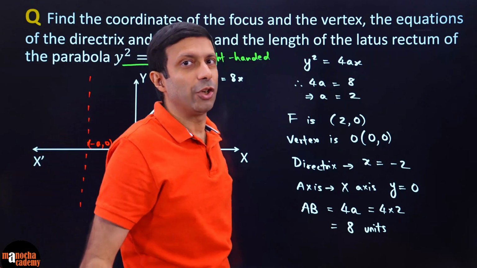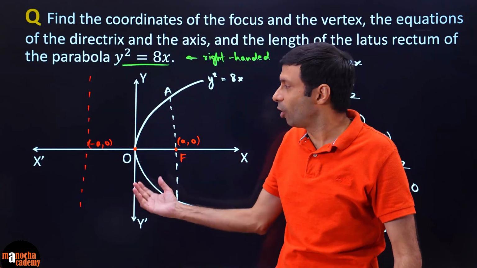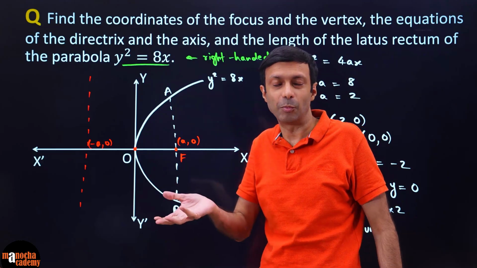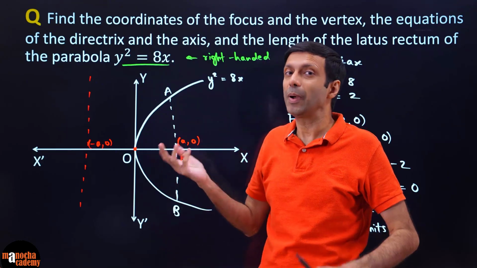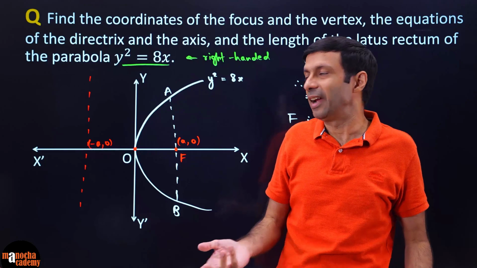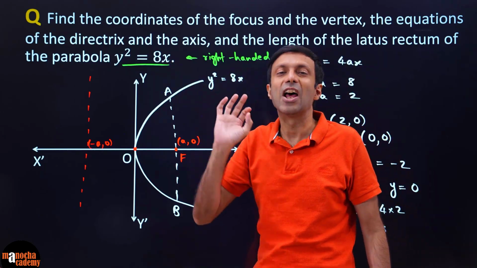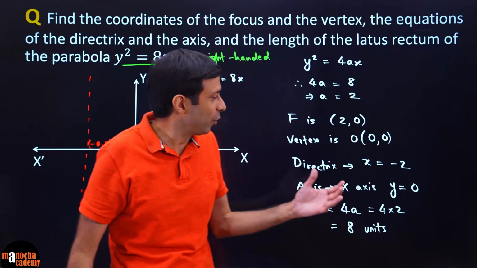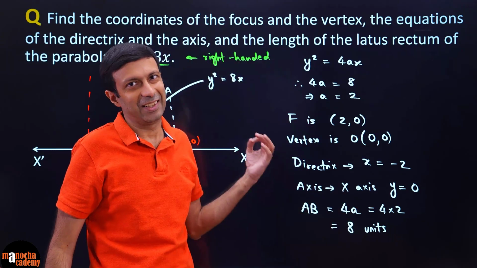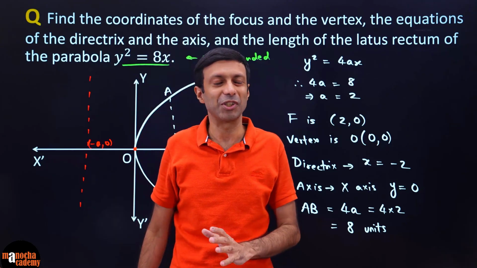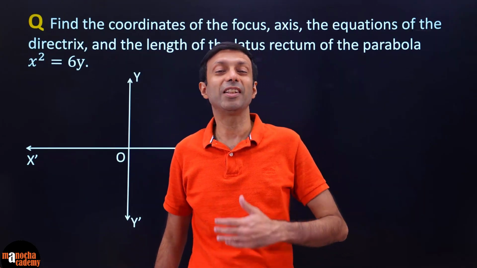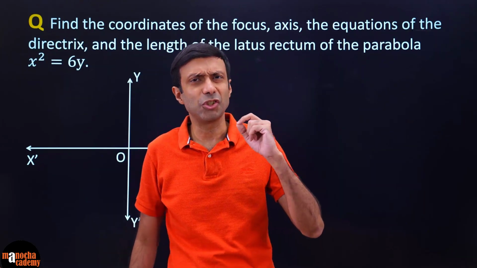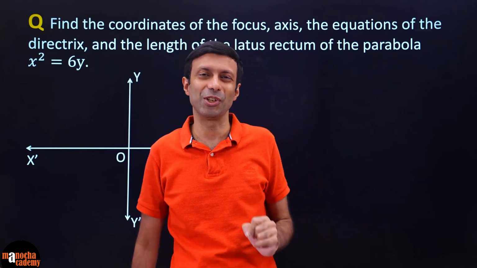So again, I remind you, don't jump to conclusions. Draw a rough diagram, visualize your parabola, because all your answers will depend on what type of parabola it is. And clearly this equation is of a right-handed parabola type. Clear? So I hope all of you got these same answers here. And this concept of solving the question is clear to you. Let's try the next question. And again, I would encourage you to pause the video and try the question yourself.